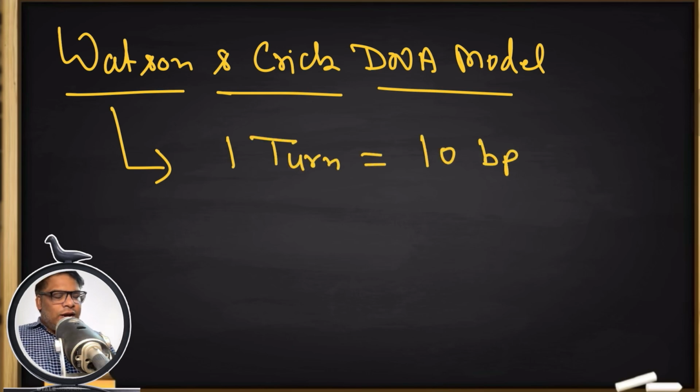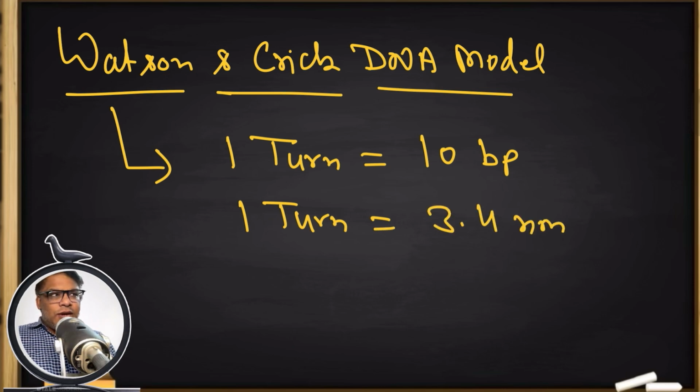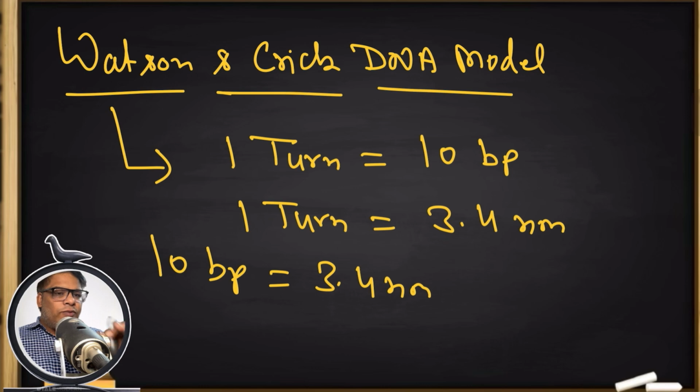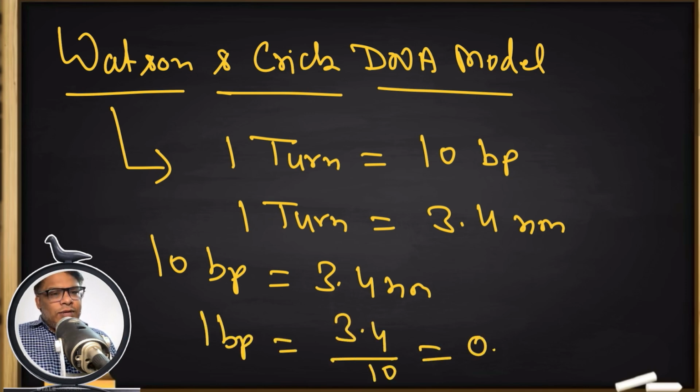One turn of DNA is going to have 10 base pairs. And from that model, what other information are you going to get? One turn of DNA is going to have a length of 3.4 nanometer. So now it's quite simple. 10 base pairs have a length of 3.4 nanometer. So now you can calculate the length of one base pair. It is 3.4 divided by 10, which is equal to 0.34 nanometer.